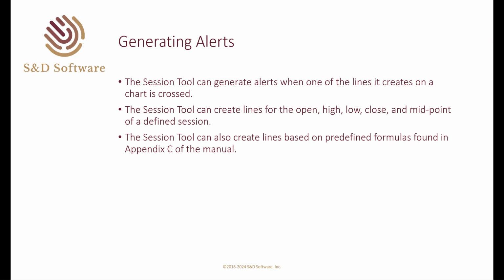Now, I've mentioned that there are pre-canned formulas, and those are listed in Appendix C of the manual. We'll take a look at Appendix C once we're done with the slides, I guess you'd call this the formal presentation, but before we actually start to play with TradeStation and the session tool itself. But the formulas are listed in Appendix C.